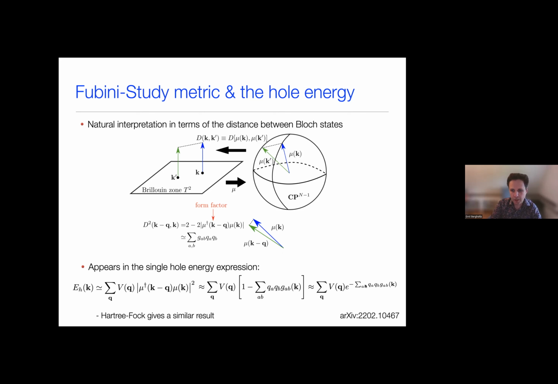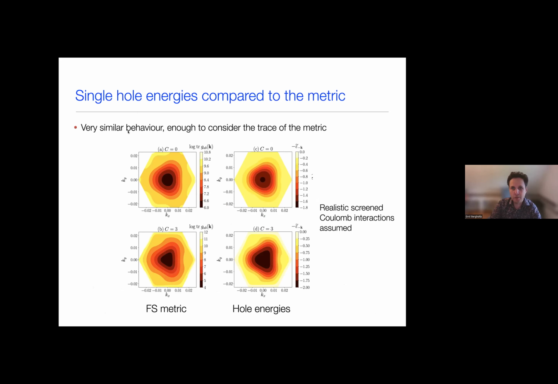So now let's look, instead of just looking at the whole energy, we can look at this metric because they are closely related. We can look at the single hole compared to the metric, and we see that here is the log trace of the metric, that's the simple measure, and here is minus the whole energy. And we see that these have very similar shapes. And we can also look at the Chern number 3 band. They are all, again, very similar. So this is the Fubini-Study metric, or the log trace of it. And here are the whole energies. And this assumes some very realistic interaction again.